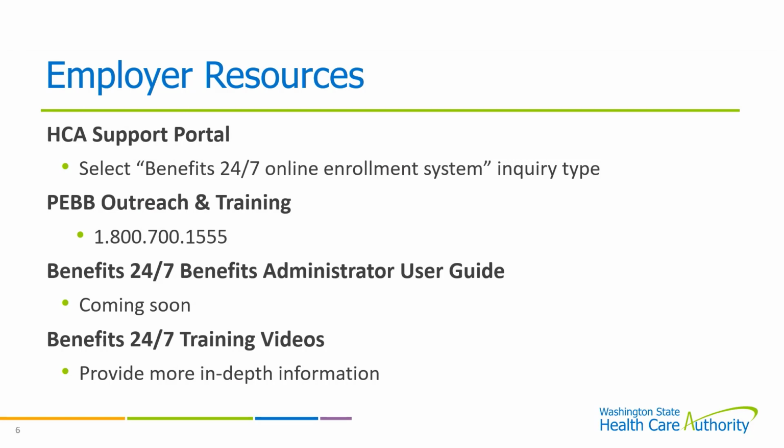Okay, so now that you know how to terminate or end eligibility for a subscriber in Benefits 24/7, here are those resources again in case you have any questions about the application. So first, you can send us your questions through the HCA support portal, and just be sure that when you create your ticket that you're selecting the Benefits 24/7 online enrollment system as your inquiry type. You can also reach out to one of our team members at the number that's listed here.